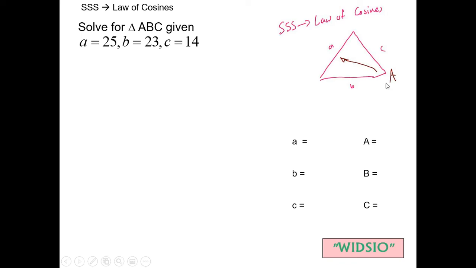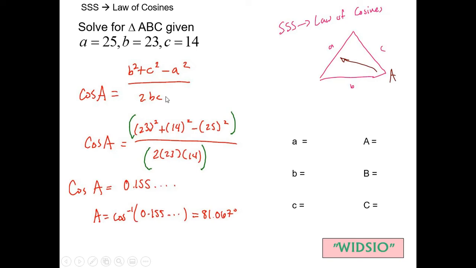So we can figure out what angle A is, or we could figure out what angle B is over here, or angle C. Doesn't matter which one we do first. But we'll use A first because we can. So cosine of A is equal to b squared plus c squared minus a squared divided by 2bc. So all I have to do is plug in all my values.